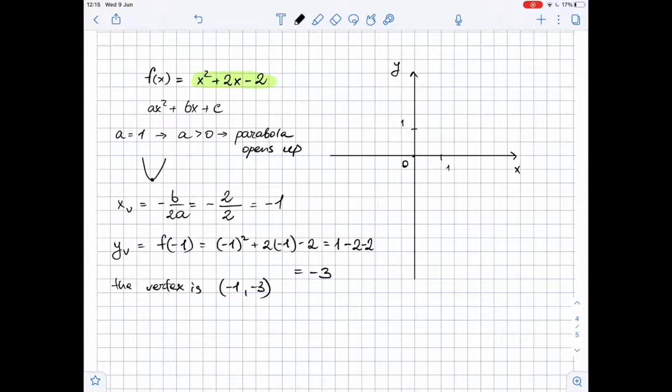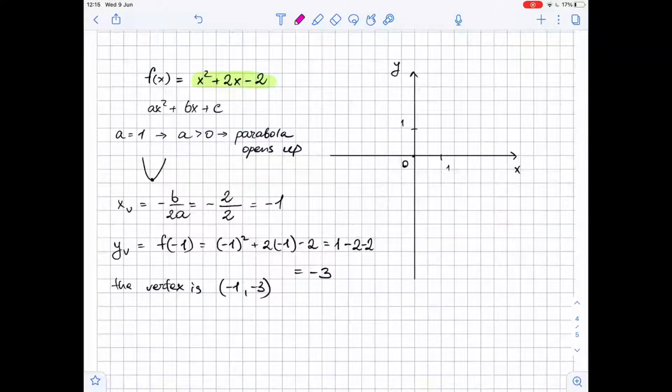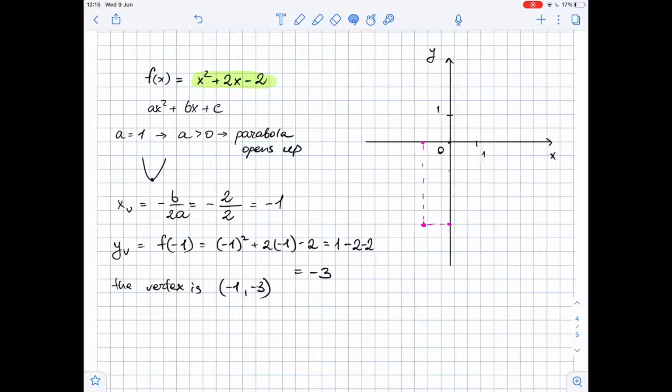Let's depict this point on the xy plane. So x is equal to negative 1, so it's right here. And y is equal to negative 3, it's right here. So our vertex is right here. Let me move our x and y plane a bit. Okay. Now we need to find 2 more points because we know that a parabola is defined by 3 points.